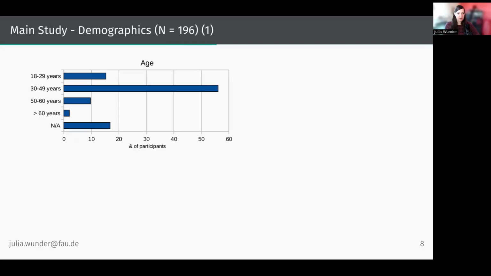Okay, so coming to the results, for the demographics for the main study, we had about 196 participants, and on average the participants were about 38 years old. Most of the participants identified themselves as male. We only had some female and diverse participants.